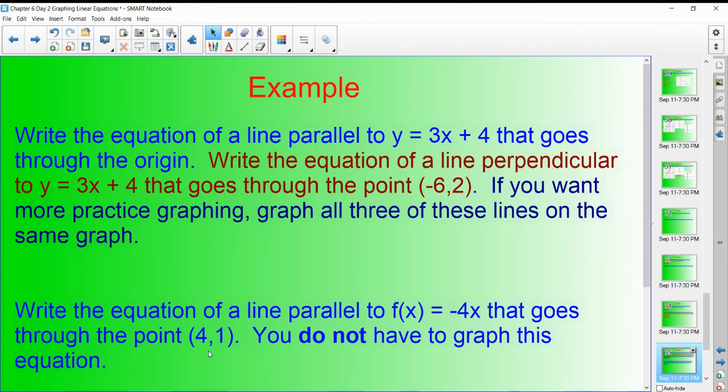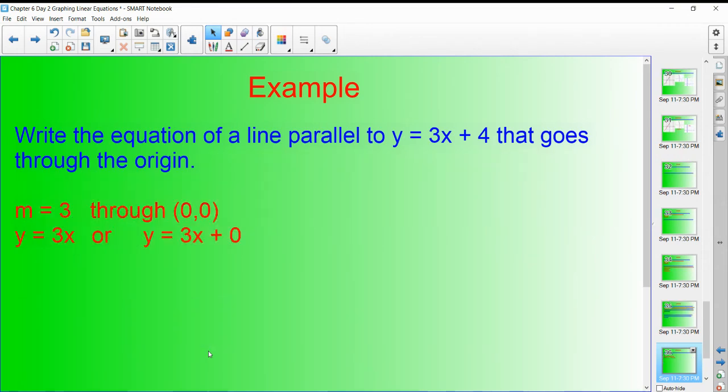Okay, let's take a look at the first one. Write the equation of a line parallel to y equals 3x plus 4 that goes through the origin. That tells me two pieces of information. I like to write it out. It tells me my slope has to be the same because they're parallel lines. And the origin is 0, 0, so my b value is 0. So y equals 3x. So parallel tells us the slope, and it's got to give us a point. Since it gives us an intercept, I like it in slope-intercept form.